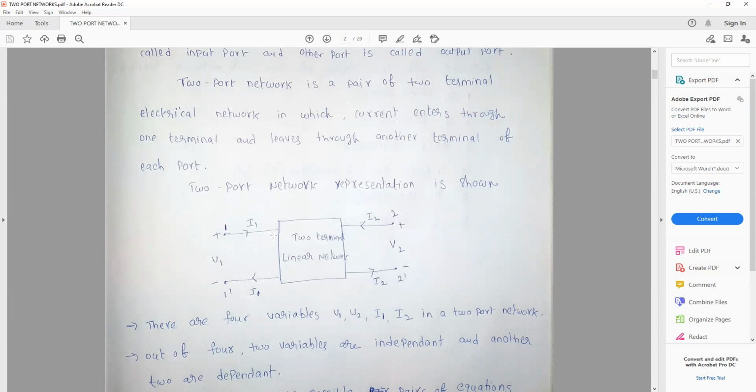Here also V1, I1 and V2, I2 are four variables. Of the four variables, two are independent and the other two are dependent, and we select them to write the equations.